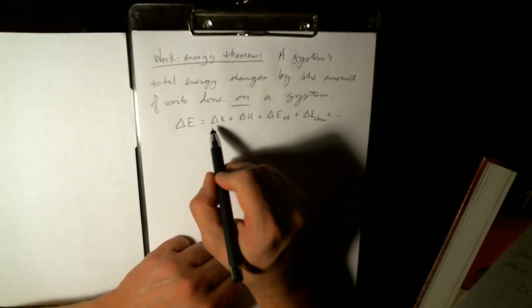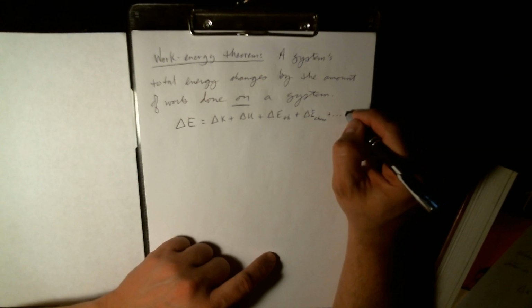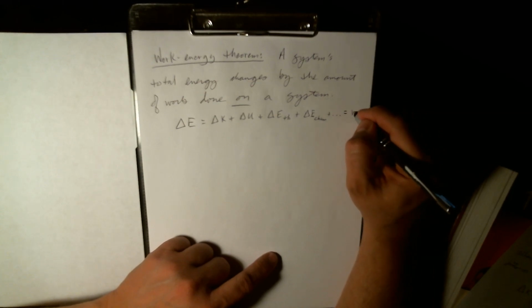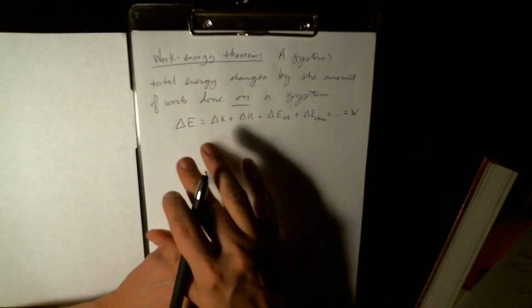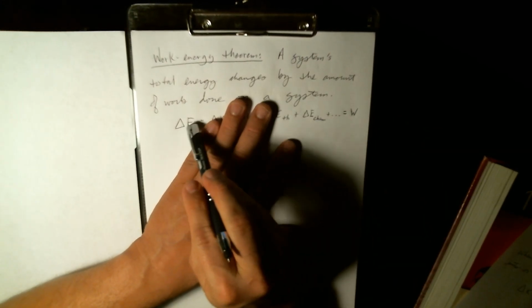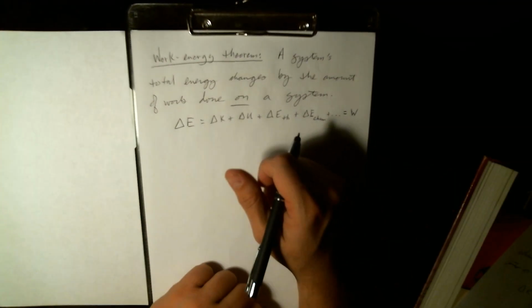So the total energy change is the sum of all the little energy changes that happen. And when you add all those little energy changes up, all those little energy changes have to be equal to the work done on the system. So however much work got done on this system, the change in the energy, when you add it all up, has got to be equal to the work done.